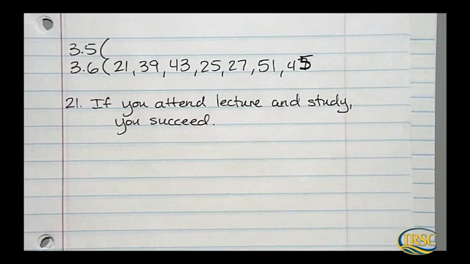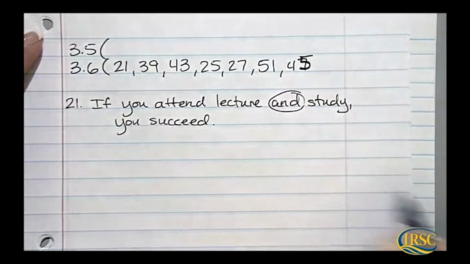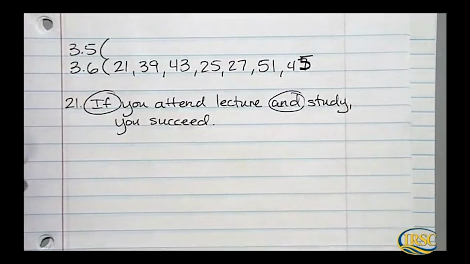and pick out the key words that you see in this sentence. "And," "if." Okay, so "and" and "if" are your key words. And so once you identify those connectors, then it makes it a lot easier to identify your simple statements.